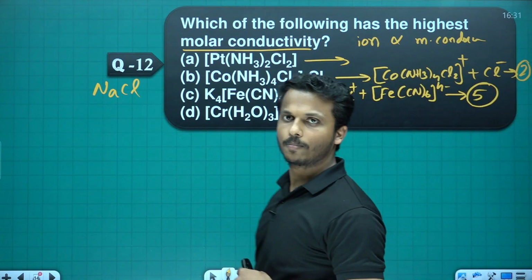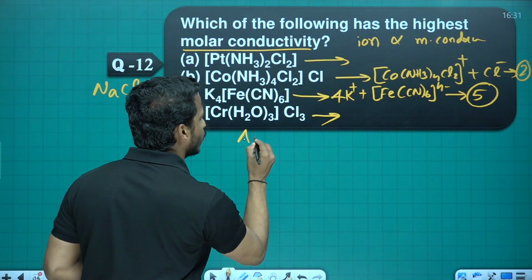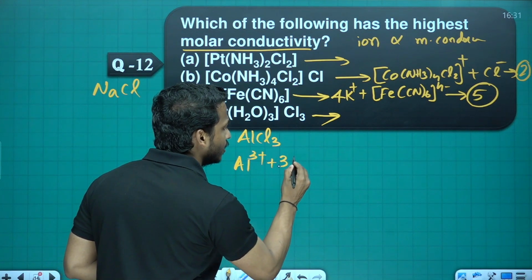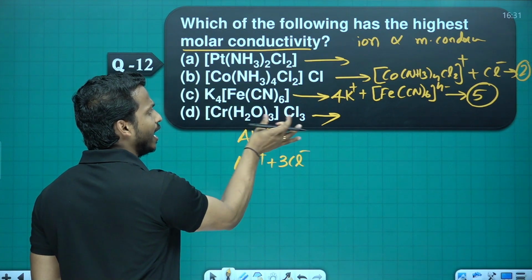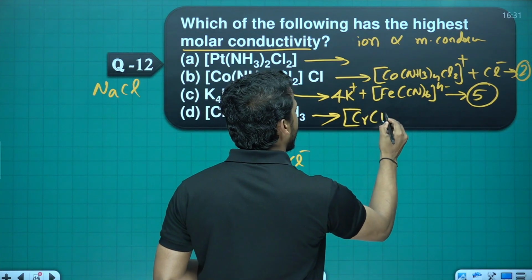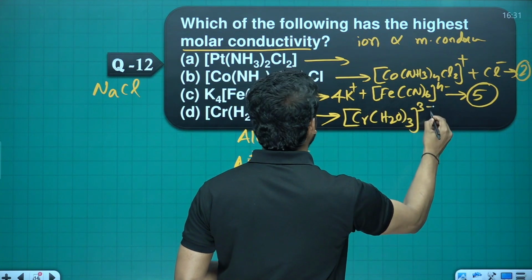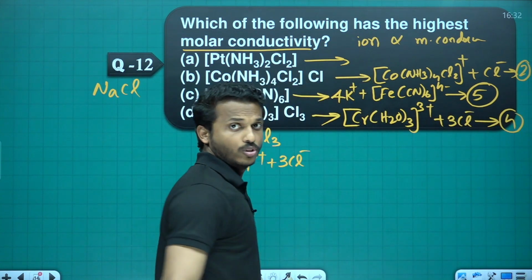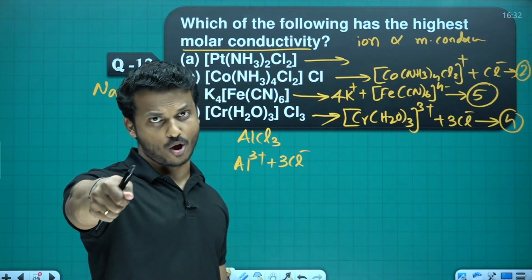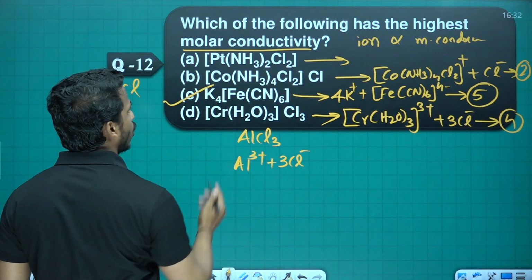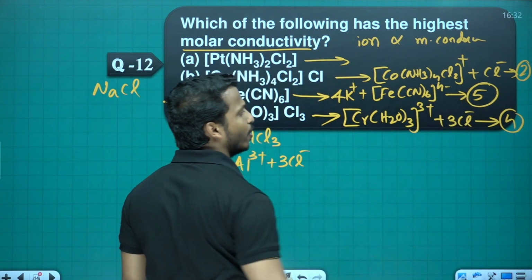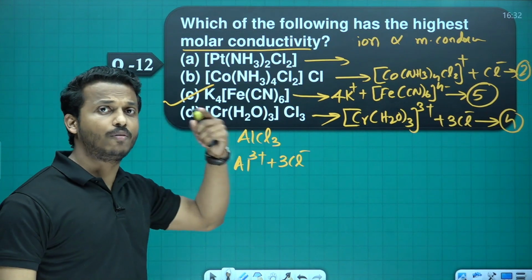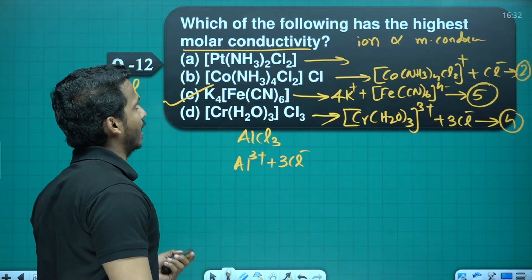What about this compound? You considered this as what? AlCl3. How do you break AlCl3? Al3+ and 3Cl-. Same way, this is [Cr(H2O)6]Cl3. We will get [Cr(H2O)6]3+ and 3Cl-. Total how many? 1 plus 3, total 4 ions. The one which is giving more number of ions can conduct more electricity. So option C is the one giving 5 ions. So that's having more conductivity. Okay, clear all? Molar conductivity. So the one which is giving more ions can conduct more electricity.